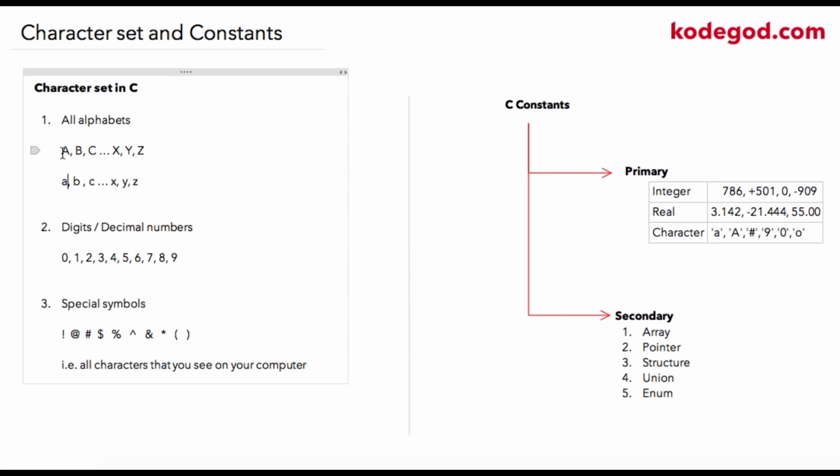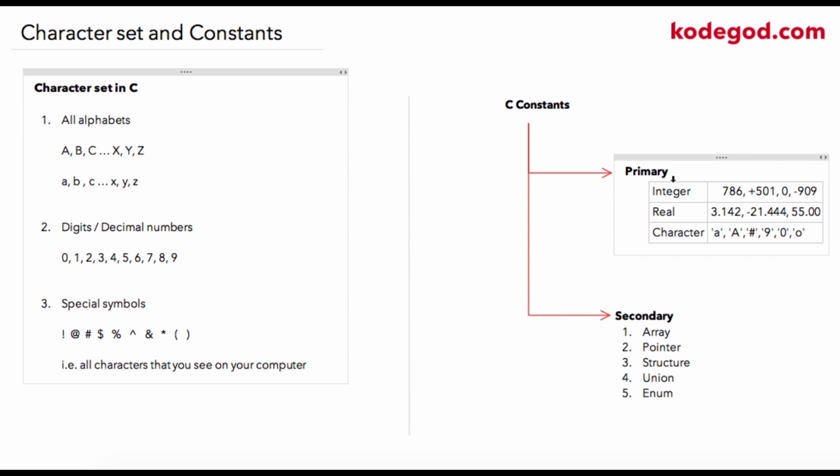In this lecture, we are going to check character sets and constants available in C language. The character set in C has all alphabets starting from capital A to Z, small a to small z, all digits from 0 to 9. We call them decimal numbers, special symbols which are visible on your keyboard, and additional ASCII characters that we'll check in coming lectures. In C language, constants are of two types: primary constants and secondary constants.